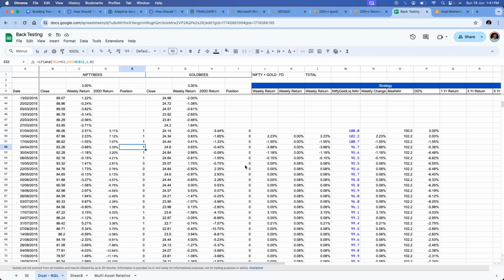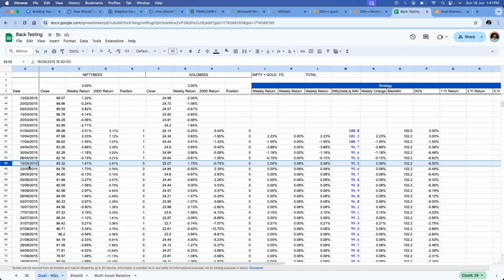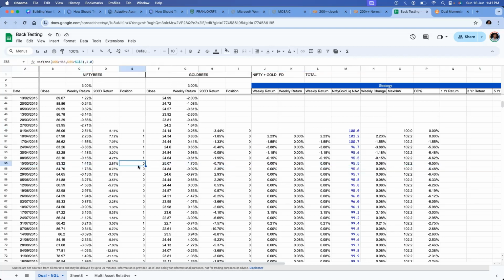There can be a third condition, that is both Nifty can be 0 and gold can be 0. When does that happen? When both Nifty and gold are unable to satisfy this condition, which is they're unable to beat the FD returns. In that case, and only in that case, both gold and Nifty will give a value of 0, 0. So if, for example, you see this row on 15th of May 2015, both Nifty gave a signal of 0, gold also gave a signal of 0.